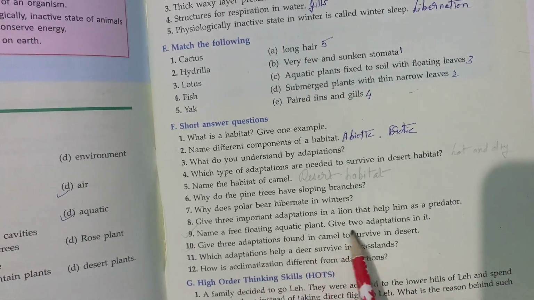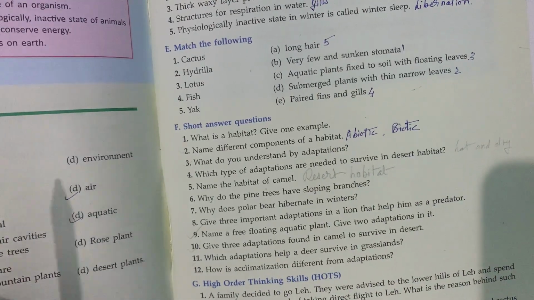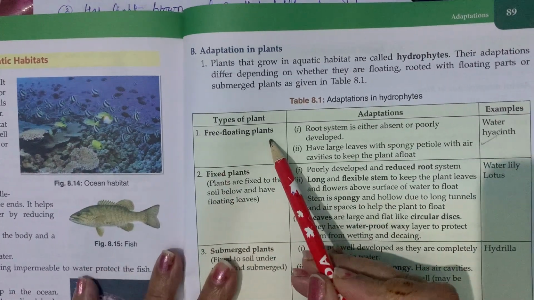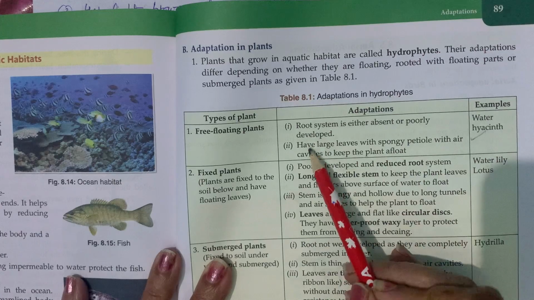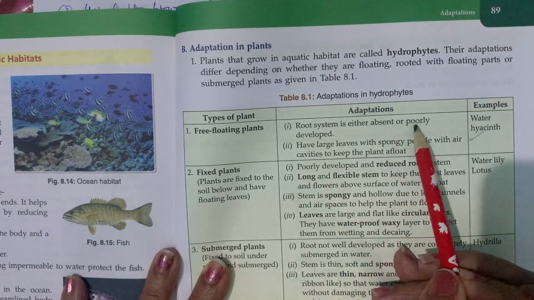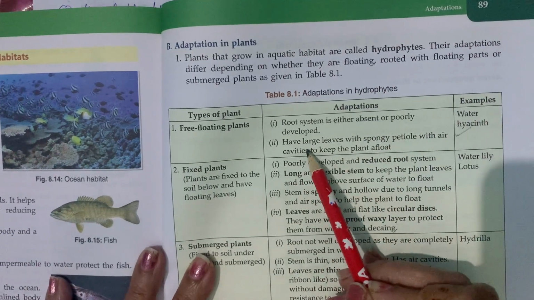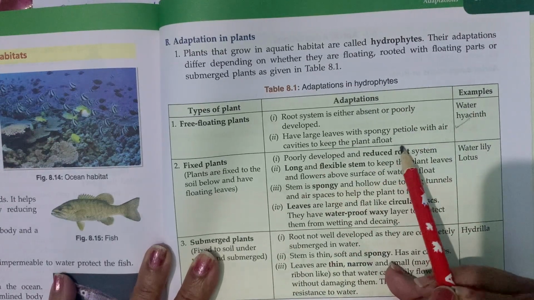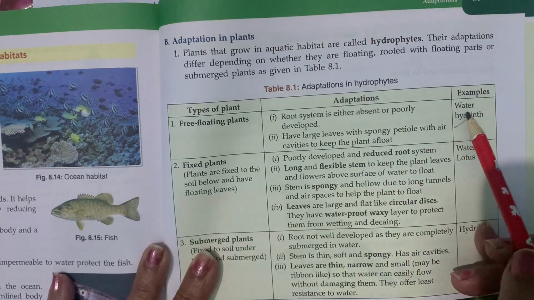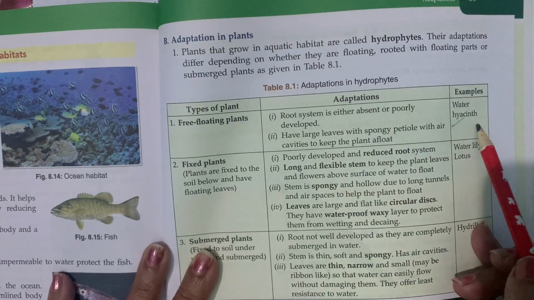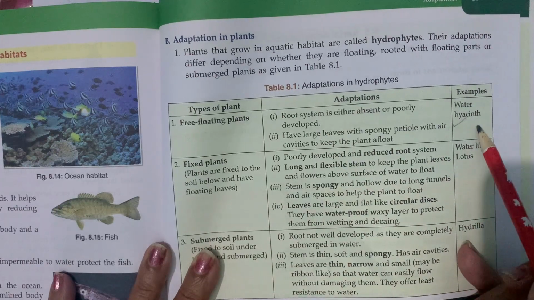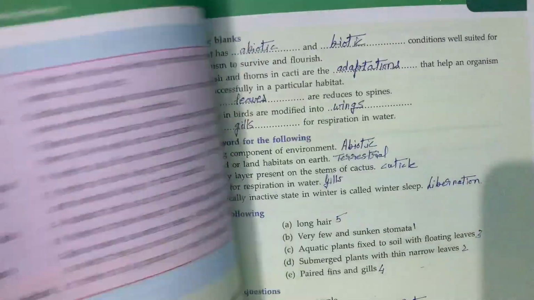Name a free floating aquatic plant and give 2 adaptations of each. Now, aquatic plants, free floating. Two adaptations: root system is either absent or poorly developed, and they have large leaves with spongy petiole with air cavities to keep the plant afloat. An example is water hyacinth.